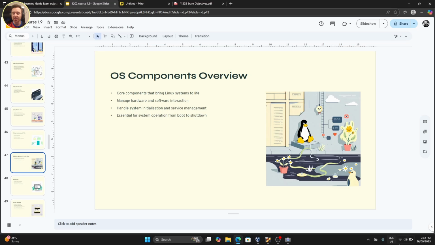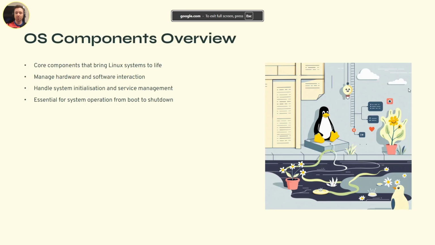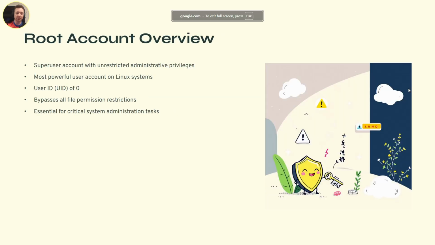Finally, the last thing we need to know before my computer goes kaput is the root account overview. You just need to know that the root account is like the maximum power account. It can do everything and anything. It is the super user. It has unrestricted administrative privileges. It's basically the administrative account, but on Linux. It can do absolutely anything. It bypasses all file permission restrictions. It is the king.